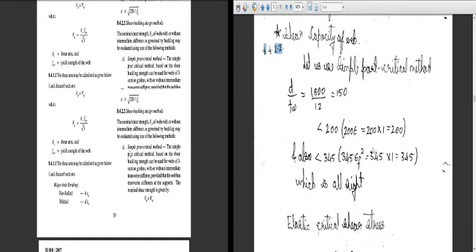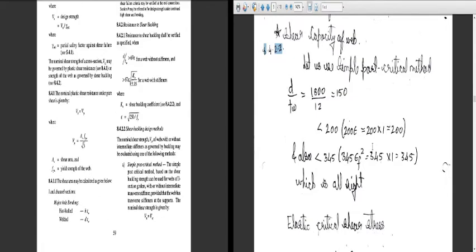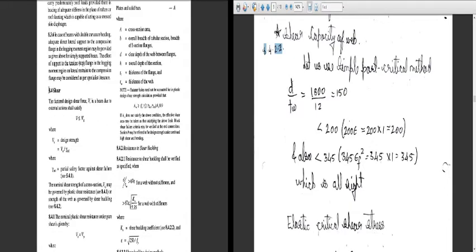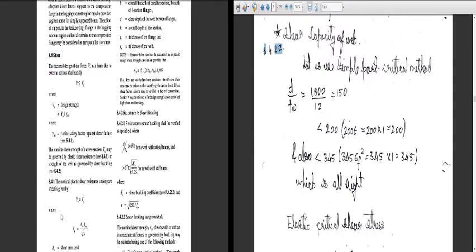Clause 8.4.2.2. Here is the strength for shear. So, 8.4 is for shear, you can see. So, we need to compute the shear capacity of the web. So, 8.4.2.2 is to be taken. So, this is 8.4, 8.4.1.